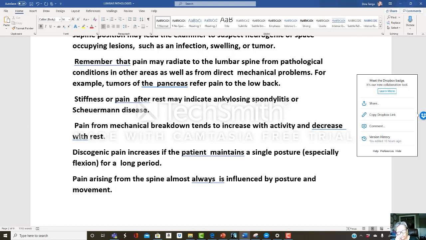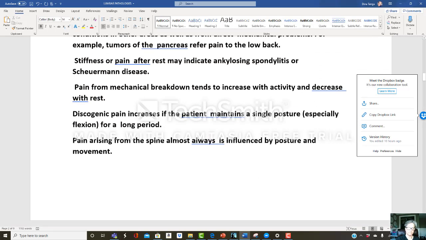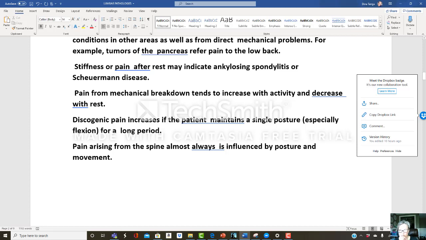For example, tumors of the pancreas refer pain to the low back. Stiffness or pain after rest may indicate ankylosing spondylitis or Scheuermann disease. Pain from mechanical breakdown tends to increase with activity and decrease with rest. Discogenic pain increases if the patient maintains a single posture, especially flexion, for a long period. Pain arising from the spine almost always is influenced by posture and movement.